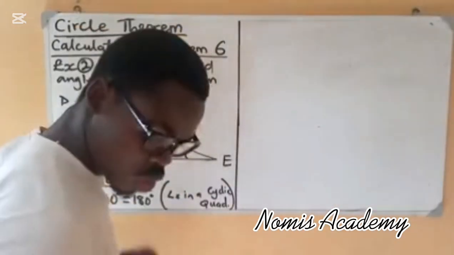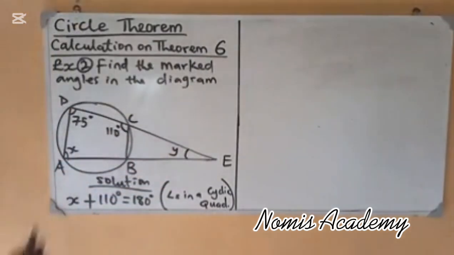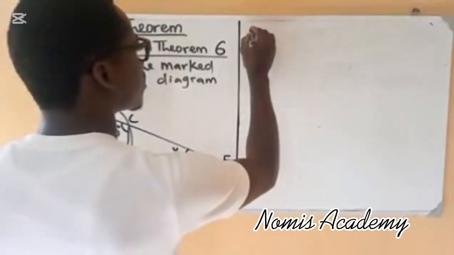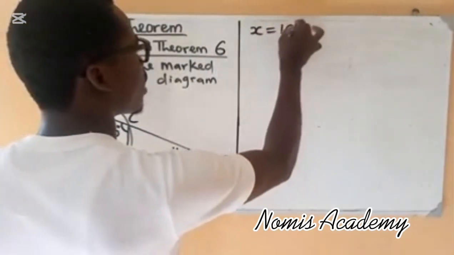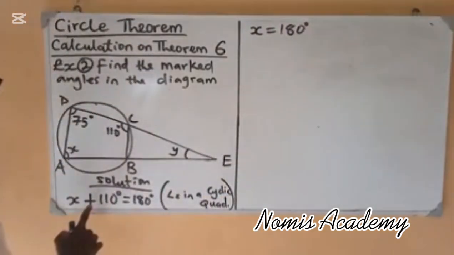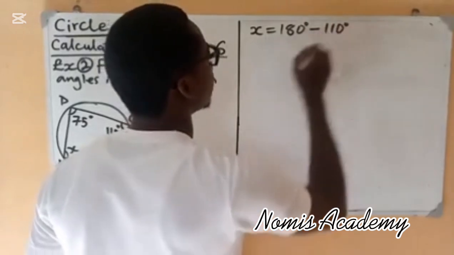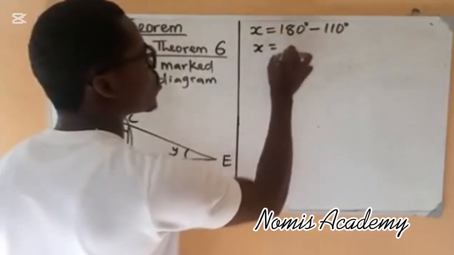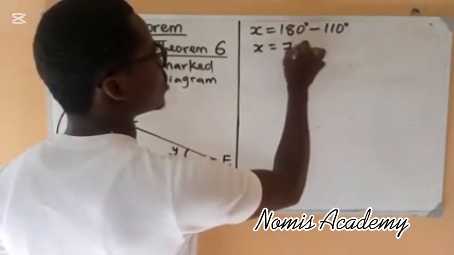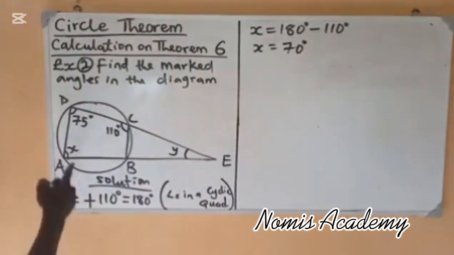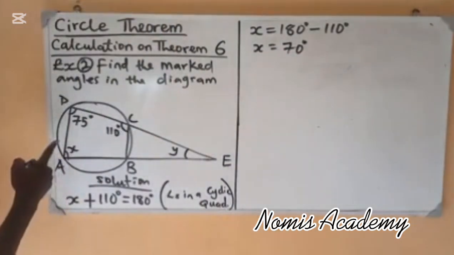All right, so let's continue with the solution. To find X in this case, we say X is equal to 180 degrees, and then we move plus 110 to the other side. It becomes minus 110. So X is equal to 70 degrees. So the value of X is 70 degrees.